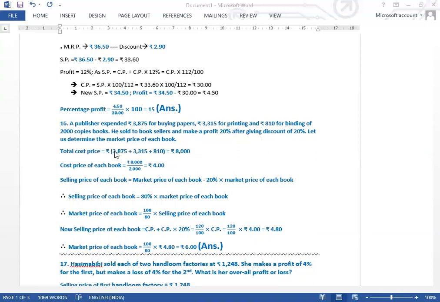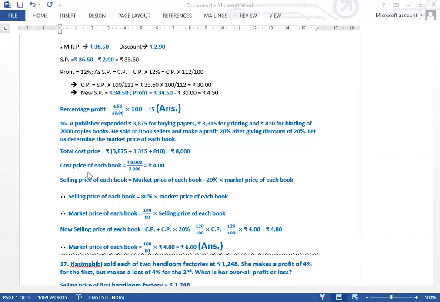So these types of sums, you try to find out the basic logic, because these numbers can change in question papers also. So the logic is the total price. You have to add all the amount he actually spent for making these 2,000 books. So paper 3,875, printing 3,315, and binding 810. If you add these three, you get 8,000. So 8,000 is the total cost the publisher made for making 2,000 copies of the book.